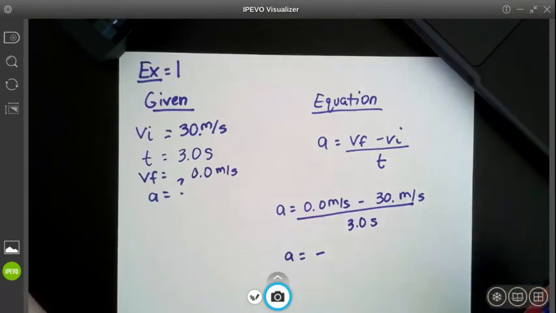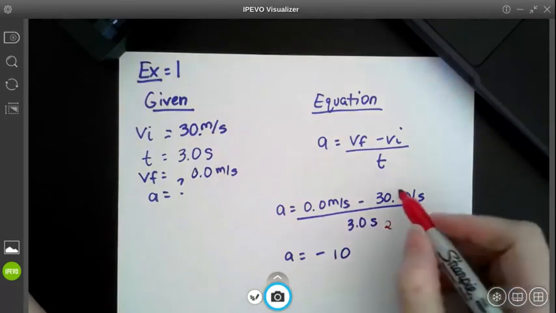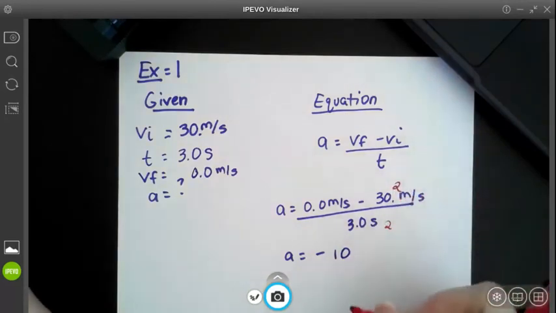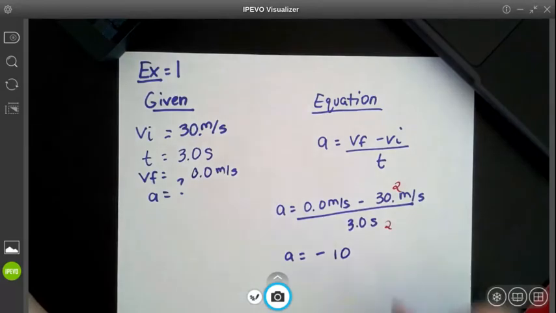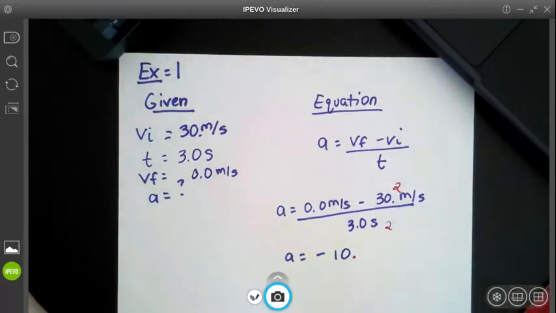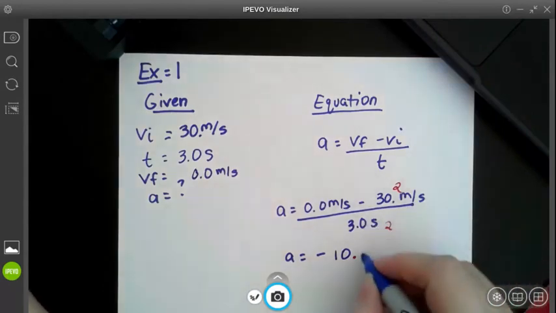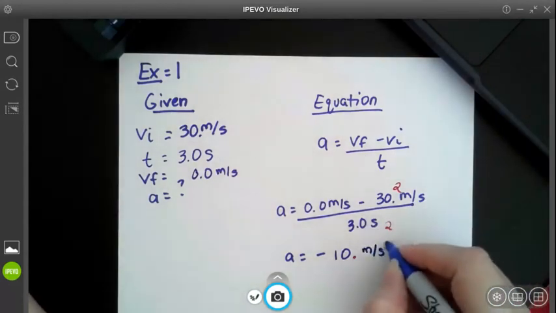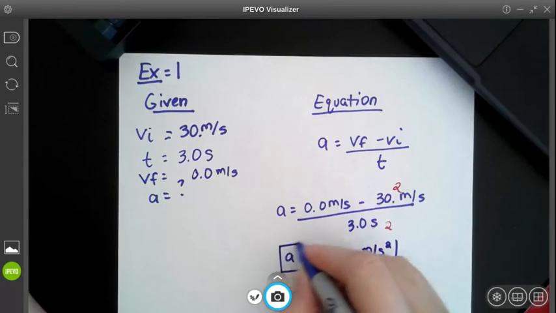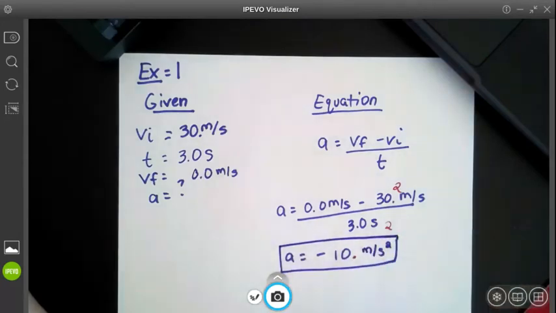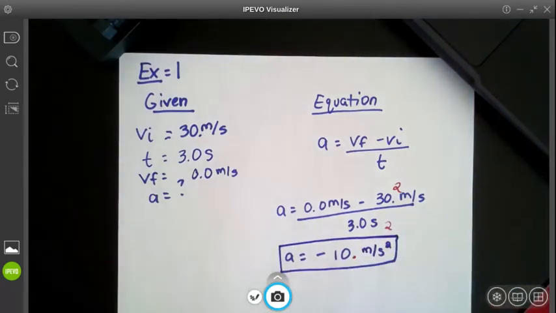After we put that into our calculator, we get that the acceleration is 10. Since there are 2 sig figs here and 2 here, we need to make sure our answer also has 2, which means I need to add a 0 right here in order to make that have 2 sig figs. The last thing I will do is put my meters per second squared and then circle my answer. So that's our first example.